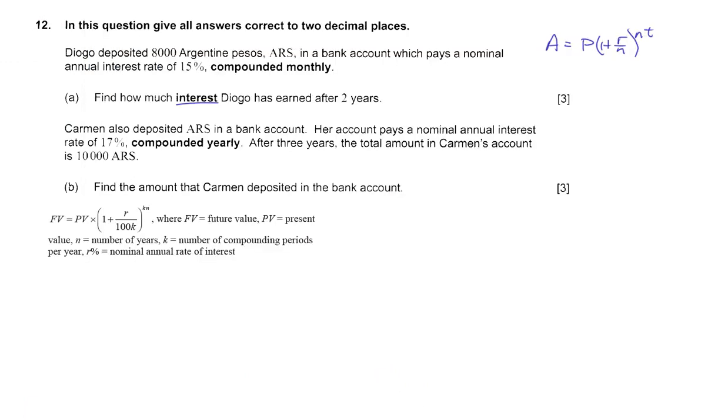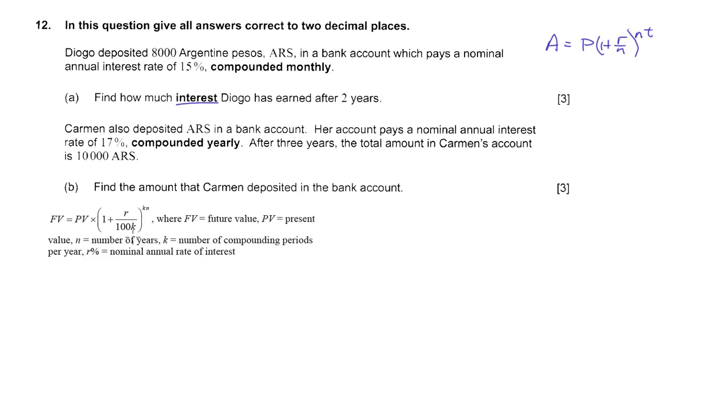Here's that compound interest formula that is on your sheet. So FV is future value, PV is present value, N is the number of years, K is the number of compounding periods per year, and R% is the nominal annual rate of interest. The big thing I don't like about this is the R. Because this R% here, you know what? It does have the K in there. This is going to work. Never mind, I take that back.